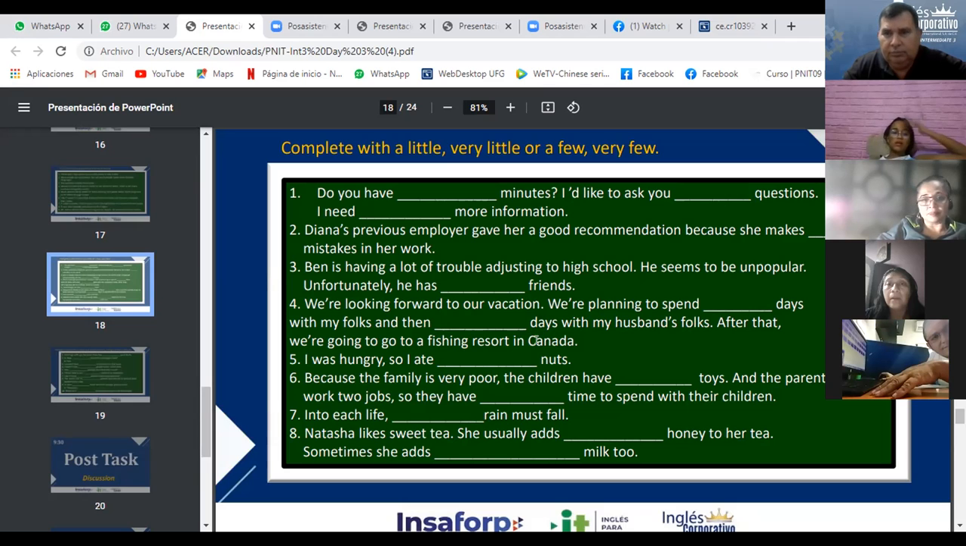I was hungry, so I ate a lot of nuts. Yes, or some nuts. A lot of nuts, some nuts.